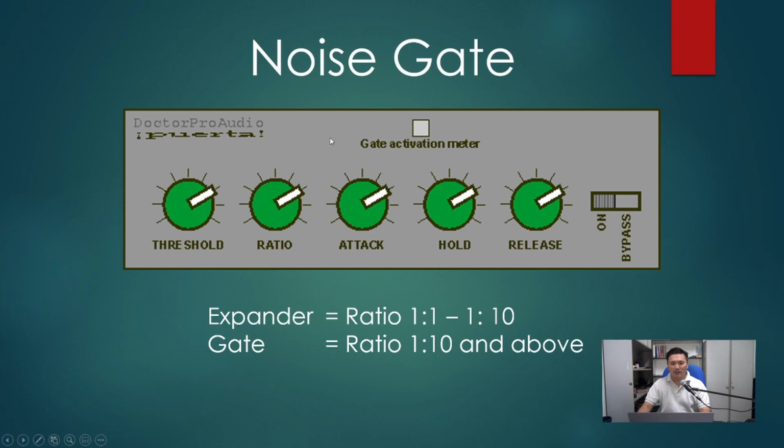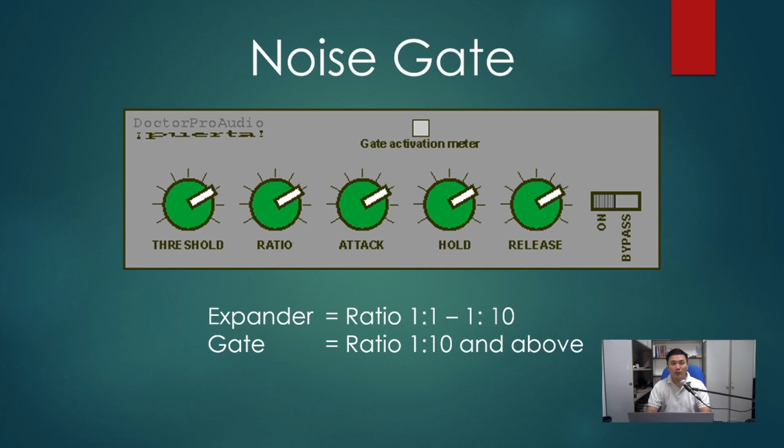It will turn off. When we look at the normal parameters of a noise gate, it looks very similar to a compressor. It has the same threshold, ratio, attack, hold, and release. As with the compressor and limiter, what makes them different is the ratio parameter. If the ratio is set between 1 to 1 and 1 to 10, it is called an expander. Anything at ratio 1 to 10 and above, or infinity, is considered a gate, meaning it's totally shut off. Okay, so that's expander and gate.